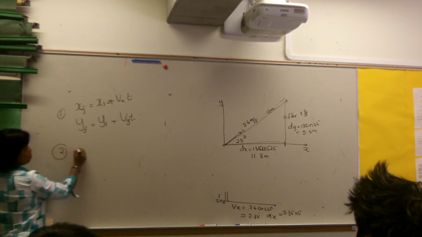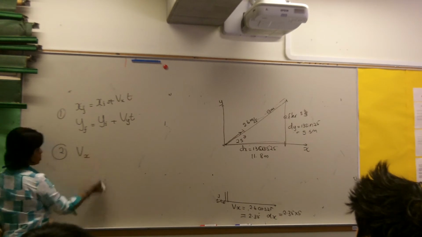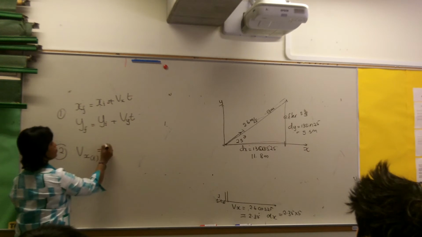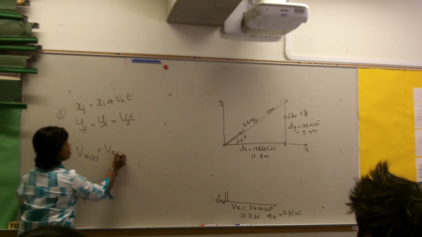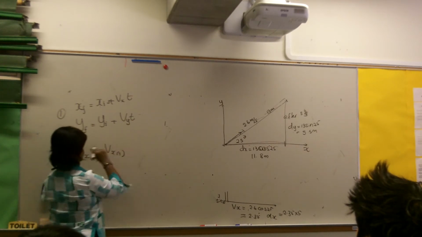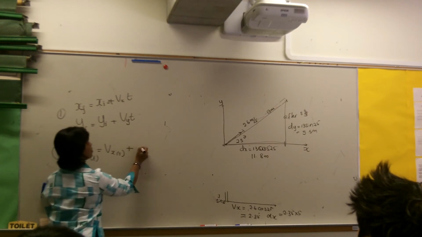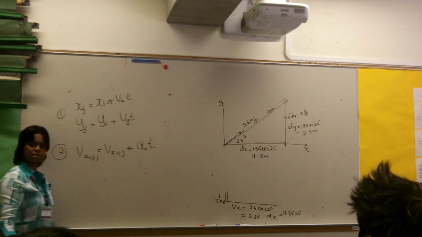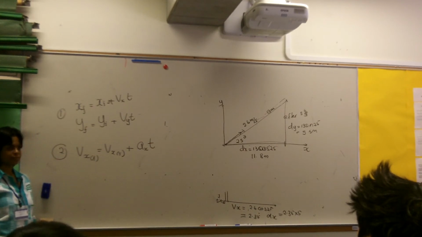Number 2, velocity x final is velocity x initial plus acceleration in the x direction times t. Time doesn't have direction, so you can use that.